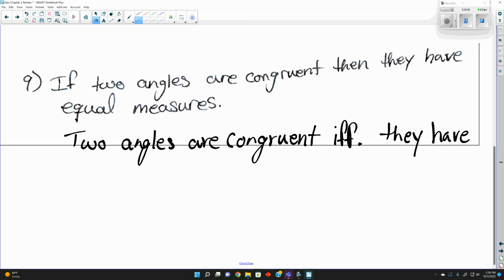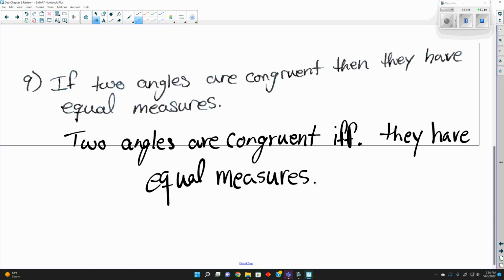Have equal measures. 2 angles are congruent if and only if they have equal measures. Any other questions on 7, 8, or 9? We're good with 7, 8, 9?